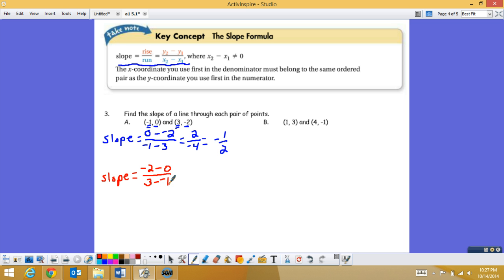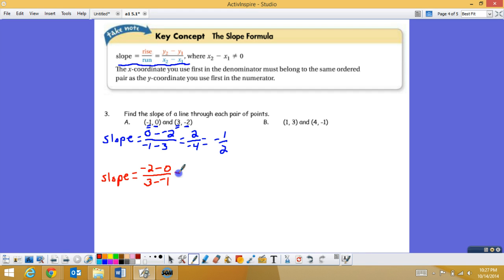Okay, so one way to look at it is that the numbers that are above each other, when you set this up, should come from the same ordered pair. So for example, here the 0 and the -1 come from that same ordered pair. The -2 and the 3 come from the same ordered pair. So you really need to be careful of that.